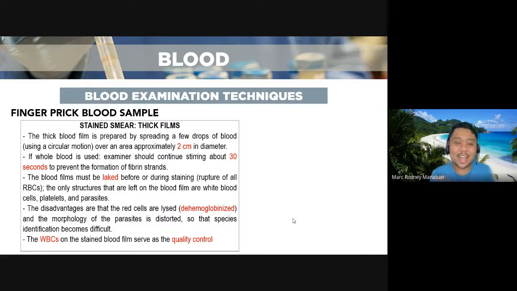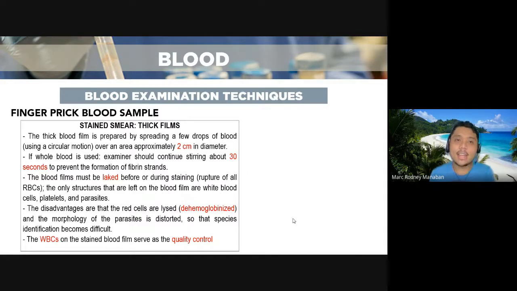Charot. Okay? Anyway, again, for thick films, fixation is not required, okay? You do not fix your thick films. Why? Because if you fix your thick films, it will be difficult for your RBCs to lyse, or to be dehemoglobinized. So of course, you will not see the parasites, because the RBCs are not lysed, okay? Do not fix your thick films.